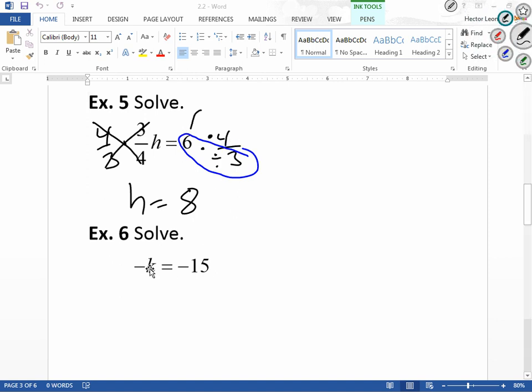Now here, the k is not by itself. There's a negative 1 in front of it. It's being multiplied by negative 1. So let me divide by negative 1. Negative divided by negative is positive. 15 divided by 1 is 15.